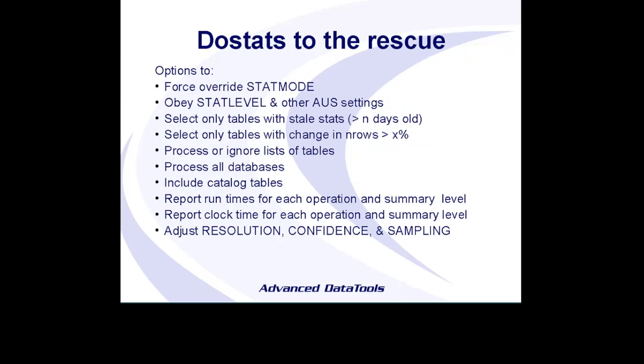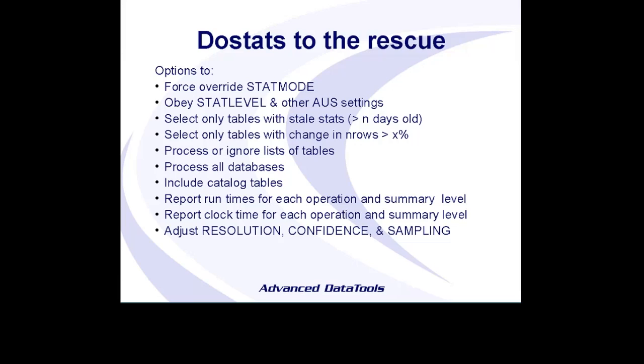You can use the AUS age and AUS change settings with Dostats. If you have them already set in your database, there's an option to Dostats to use those for its own aging and change management calculations, or you can specify those on the command line to Dostats. You can tell it to process a list of tables, a specific list of tables rather than all tables, or a single table. You can tell it to process all tables except a given list of tables. You can process one database only or all the databases in your server.